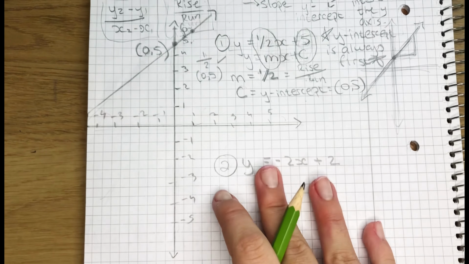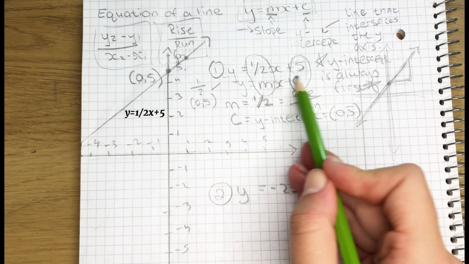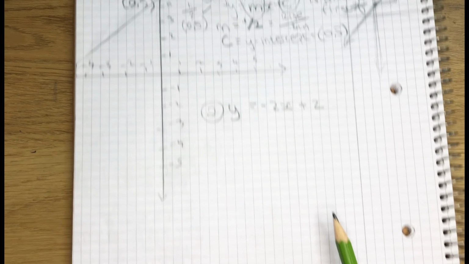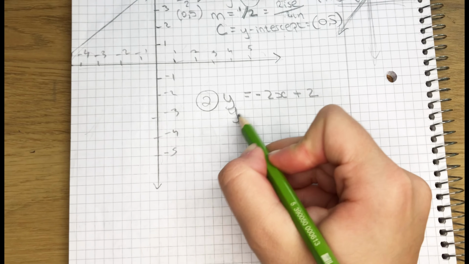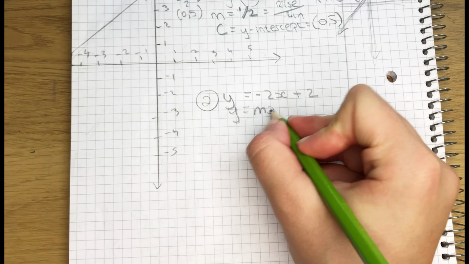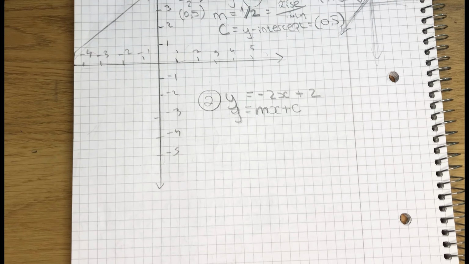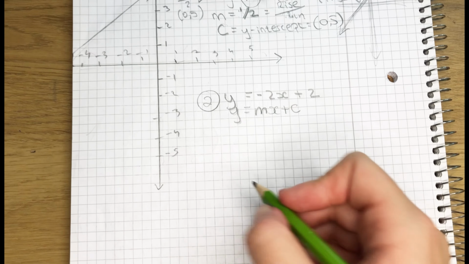What have we done in the last question? In the last question, we wrote down the equation underneath the question. So let's do that again. So y is equal to mx plus c. Okay, so let's write out our slope and y-intercept.